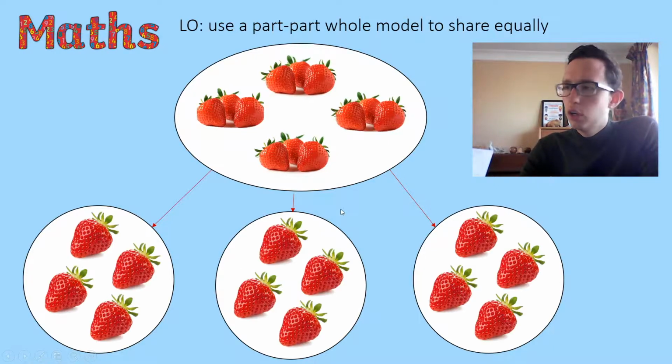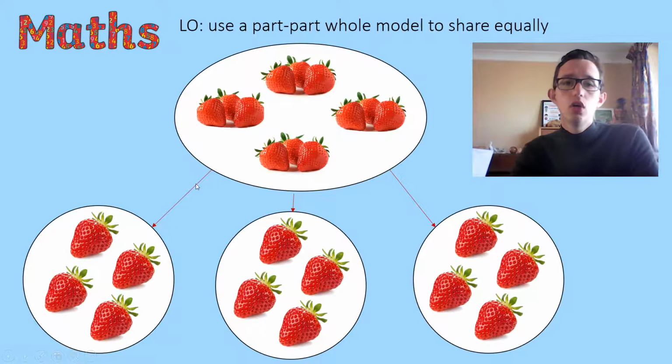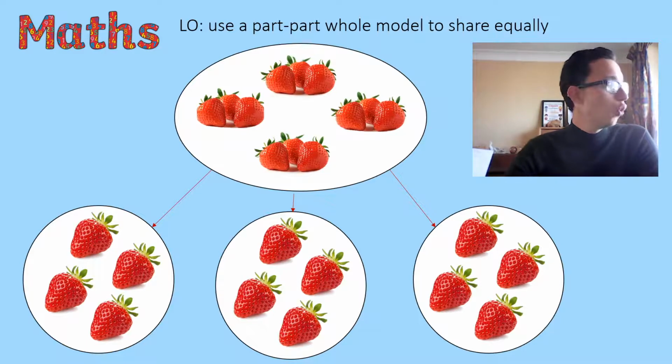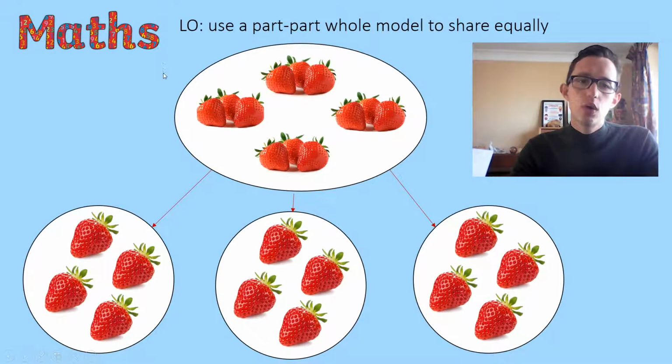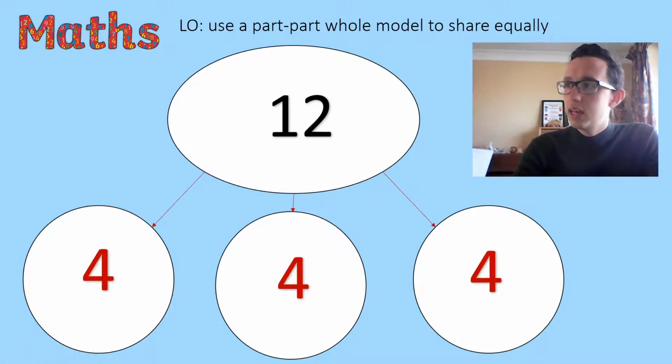Okay, so let's have a look. I've shared them out, and in each one, how many make the parts? There are 4 in each part. So 12 shared equally into 3 parts is, well done, 4. You can see that with the numbers there as well. 12 shared equally into 3 parts is 4.